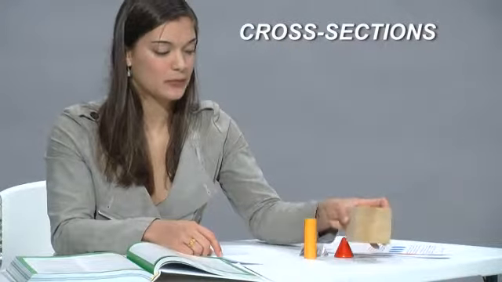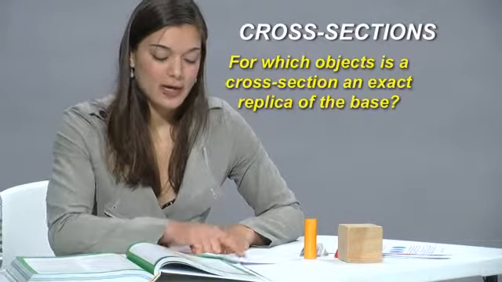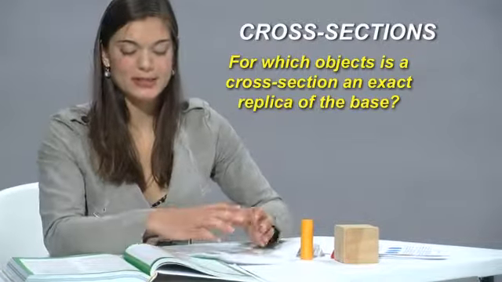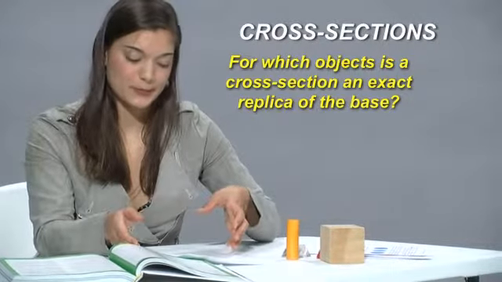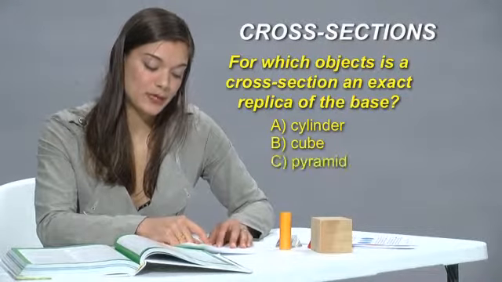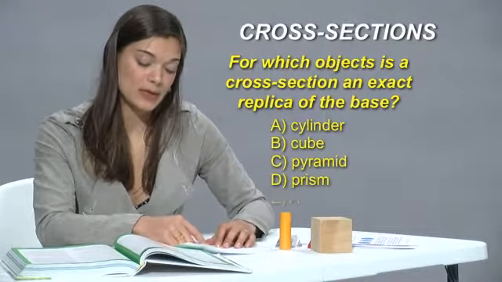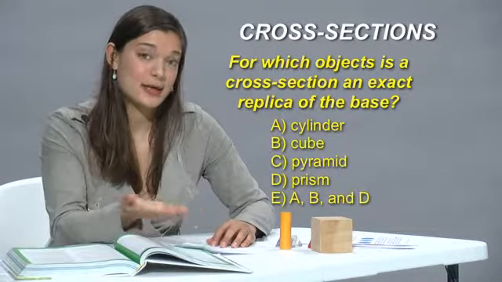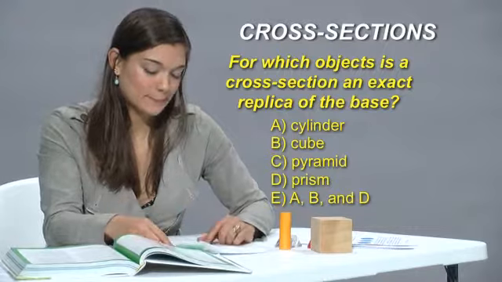Same thing. So just to give you an example of what might come up, let's say, for what kind of object is a cross-section an exact replica of the base? And our options are cylinder, cube, pyramid, or prism. So we know what a cross-section is. We just talked about it. So it just means a cut parallel to the base.